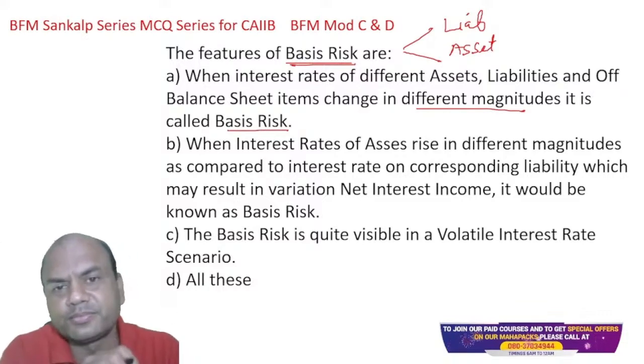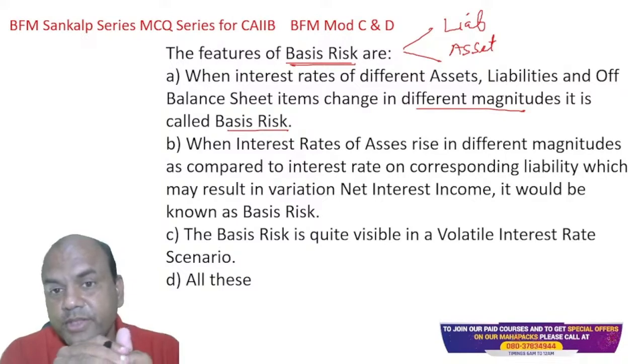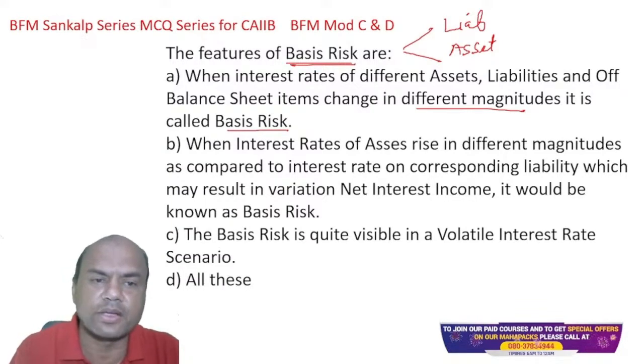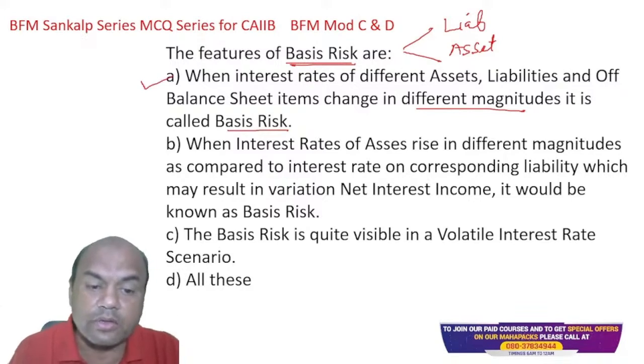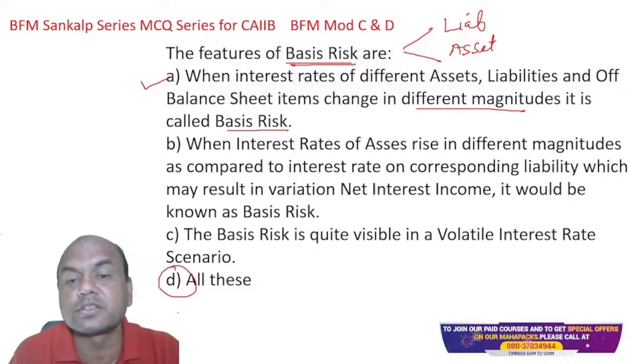Now you tell me. Is A true? Type yes if you feel A is the correct answer. Interest rates of different assets, liabilities and all these. Okay, so A is correct. But there is the option called all of these, so we'll have to check now. All of these means I'll have to check B and C also.